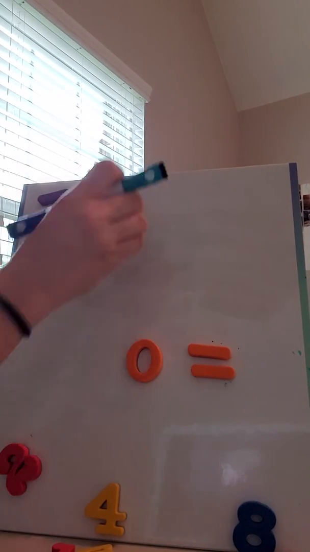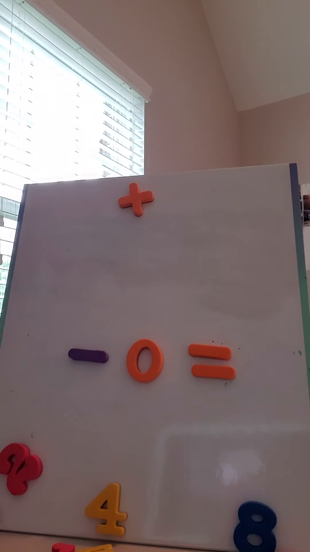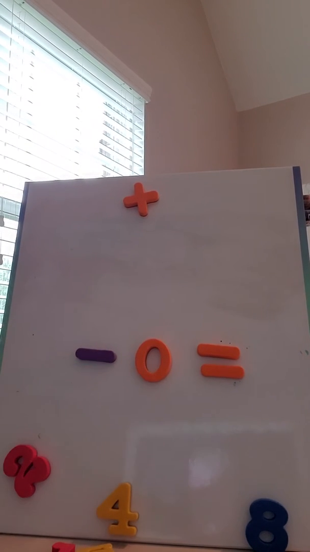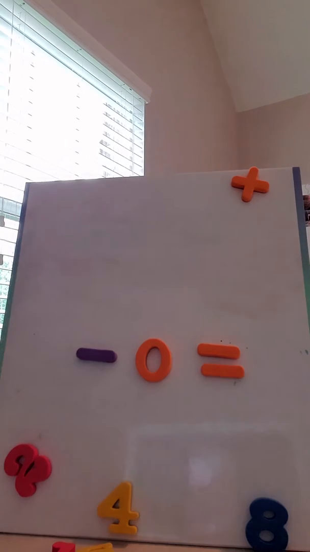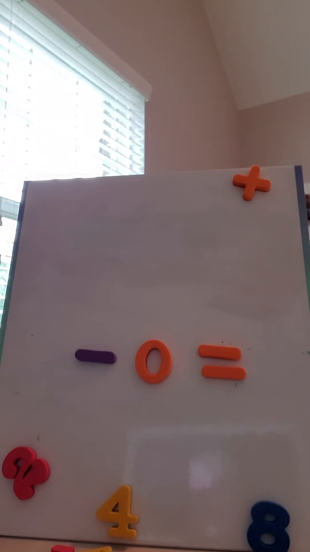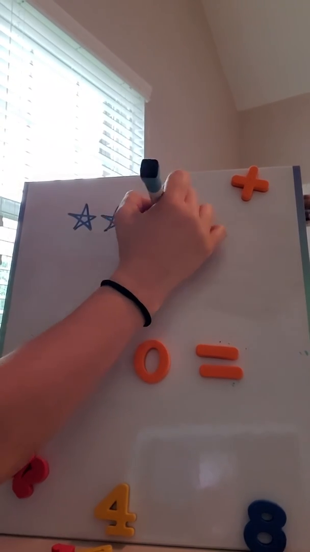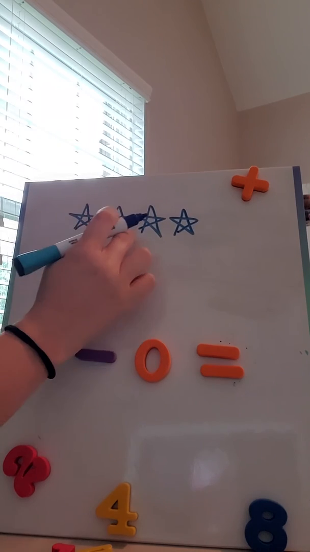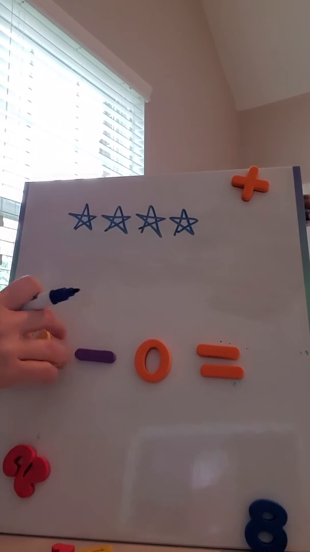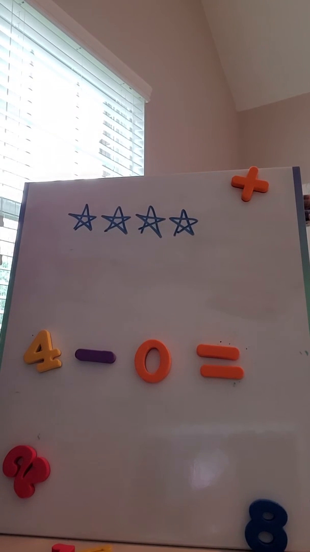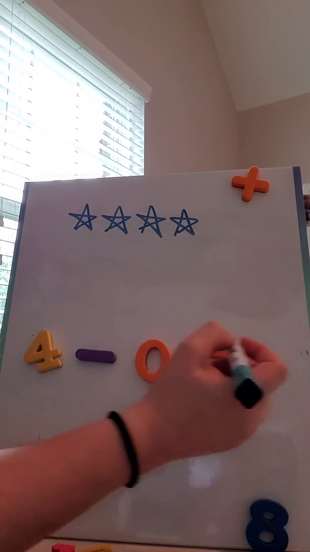Now let's try subtraction. Okay? I can put the subtraction bar there. I'm going to keep my 0 here. And let's take a look at how this works, okay? So, if I have 4 stars, 1, 2, 3, 4. Let me put my 4 up here. And I take away 0, which means I don't erase any, then what am I left with? Very good. The same number.